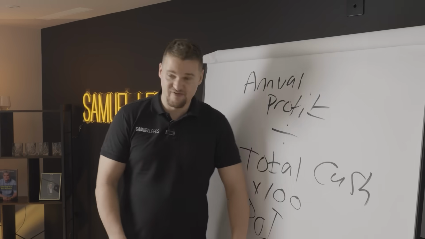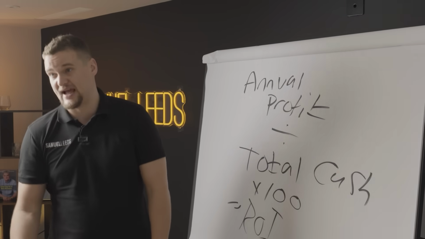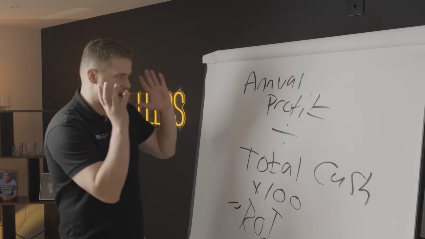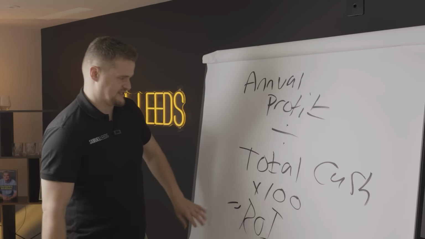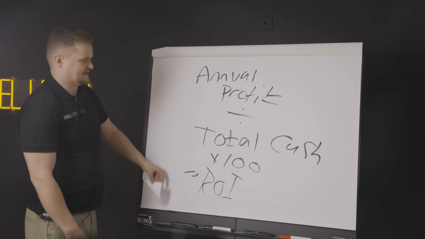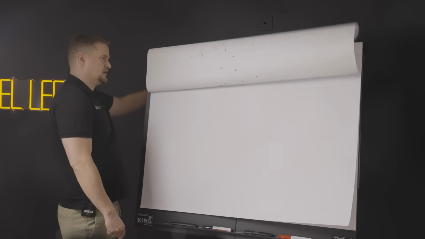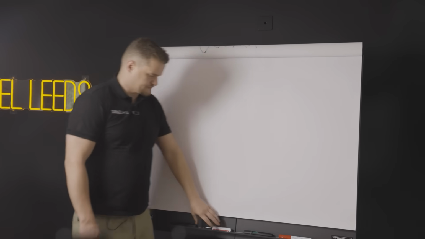Now, of course, there's other investment strategies, like for instance, flipping houses. This is assuming you're buying a house to rent it out and you're looking to get a high return on investment. So how do we work this out? How do we work these figures out? It's very simple. The first thing we do is we work out, well, how much are we going to need to put down to buy a property?